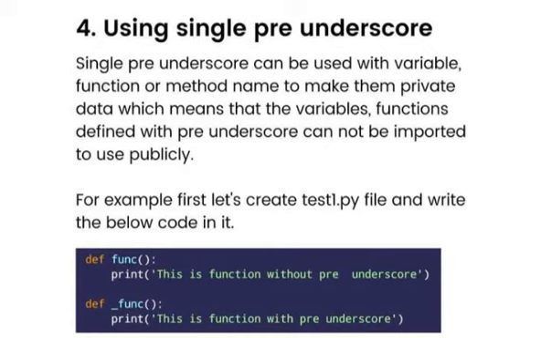Single pre-underscore, you need to use it before the name. It can be used with variable, function or method names to make them private data. The variables and functions defined with pre-underscore cannot be used publicly. So look at a simple example. Let's create a file, test1.py, and write the code. We have def func, a function definition with one print statement. We have another function definition, func with underscore. So here we have two function definitions. One is without underscore and one is with underscore.